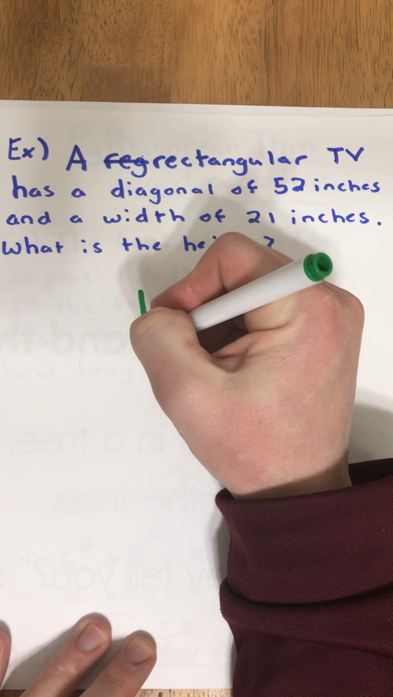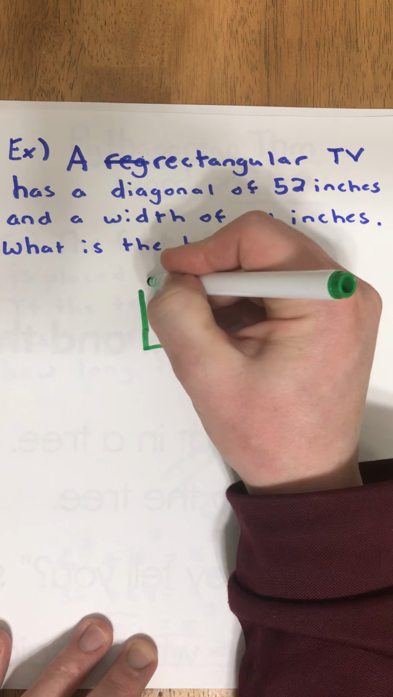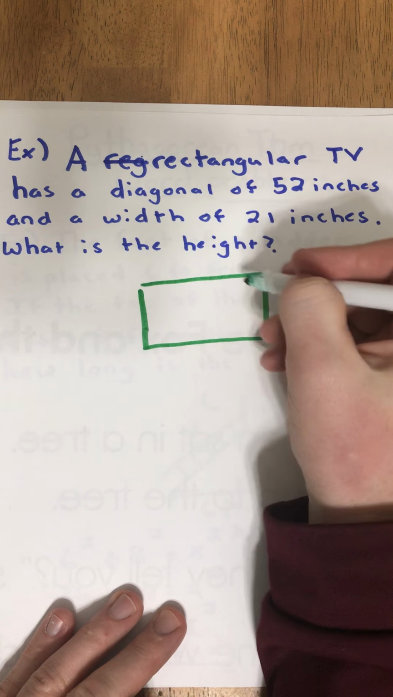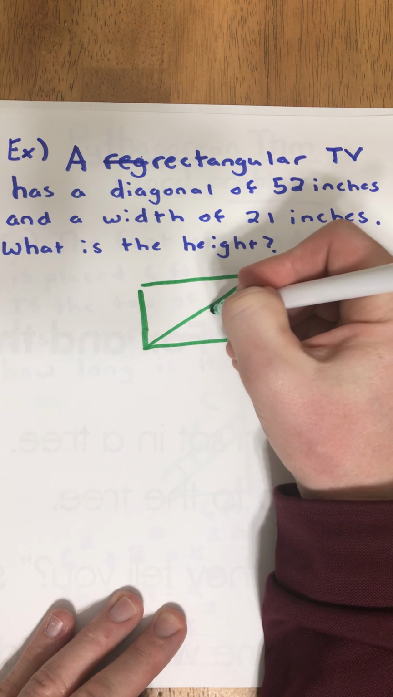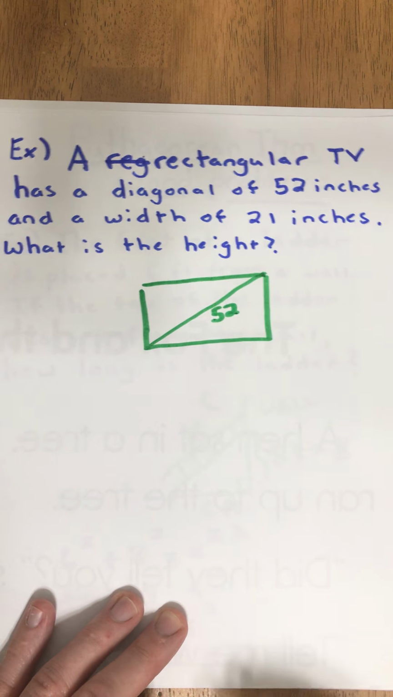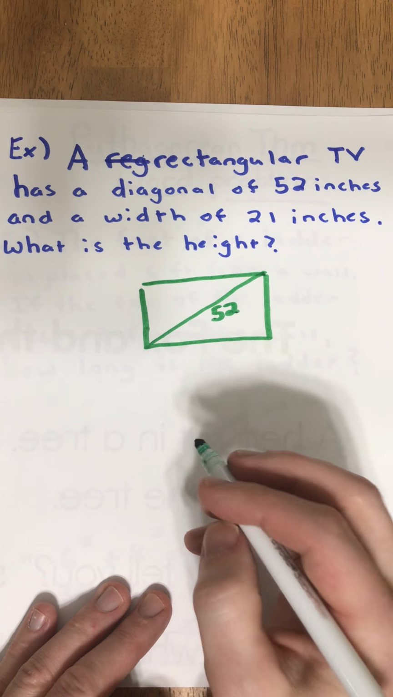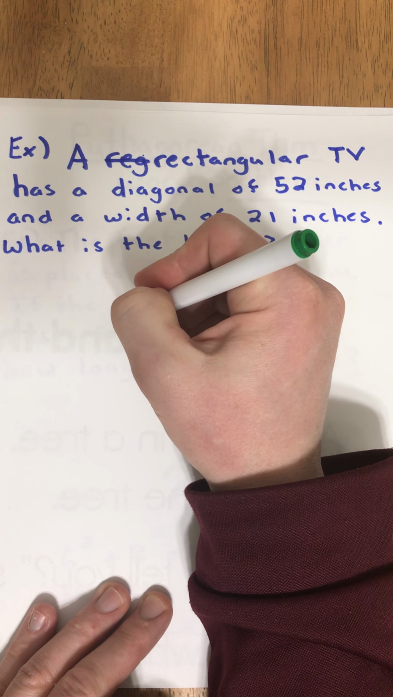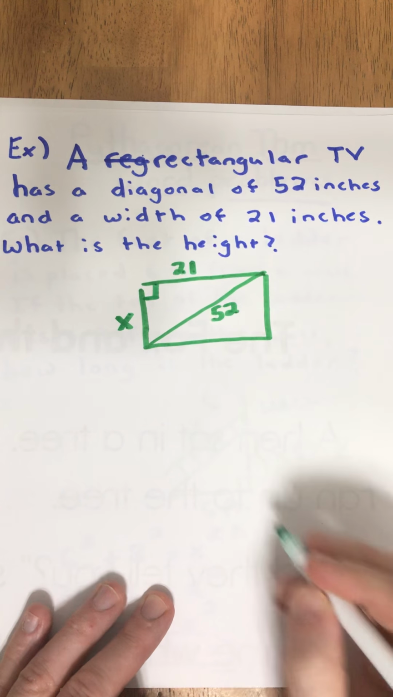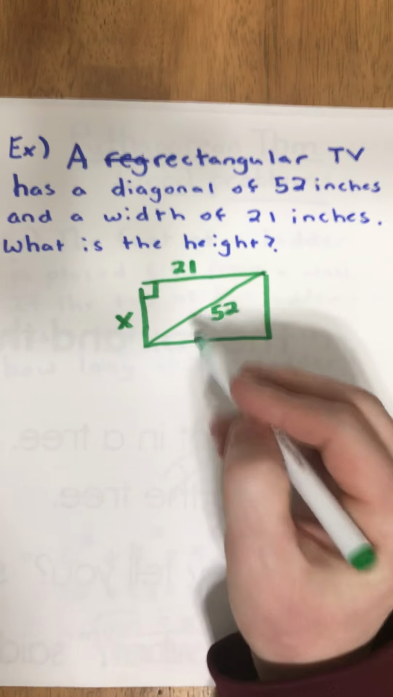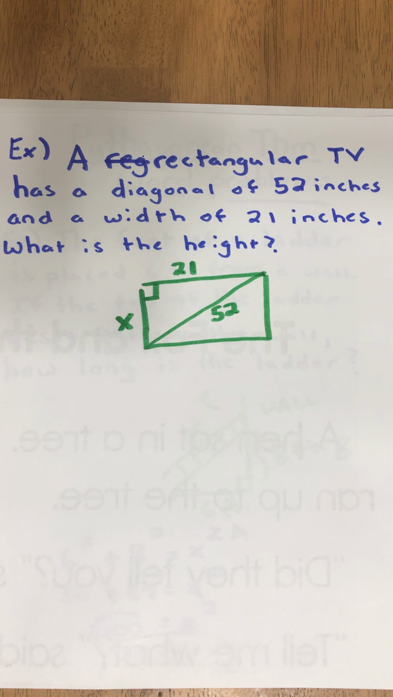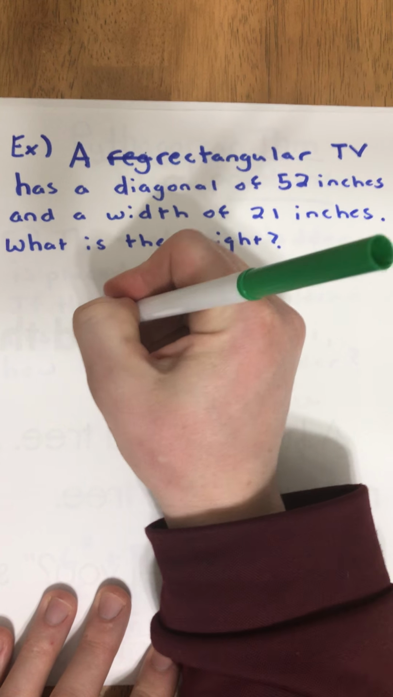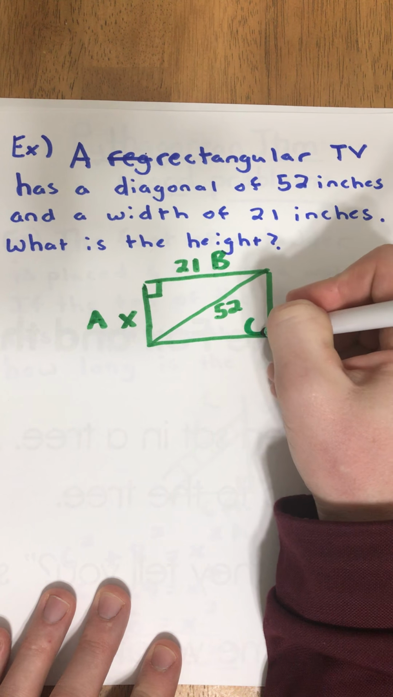So if I draw a little picture here, I know I have a rectangular TV. Again, my drawing is far from perfect. The diagonal is 52 inches. That's this piece right here. The width is 21 inches. That's going to be here. And this is the height. This is what I'm looking for. So now I've got a triangle that I can do the Pythagorean theorem. I know because it's a rectangle that I have a right angle here in the corner. So this would be my A, this would be my B, and this would be my C.